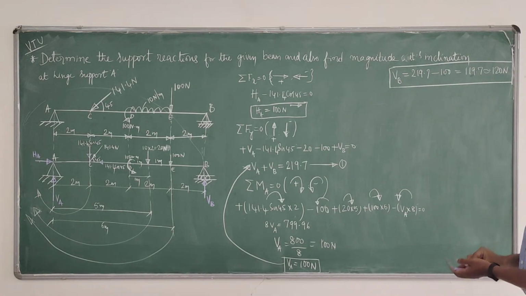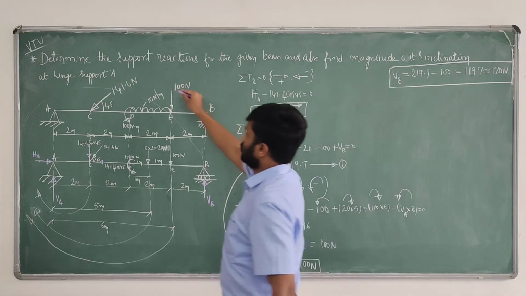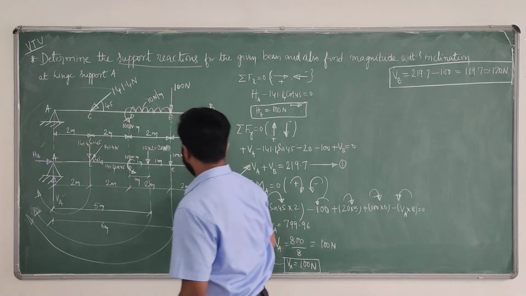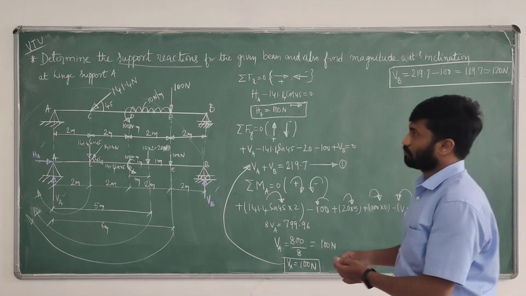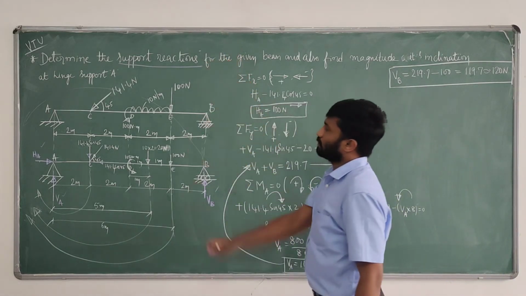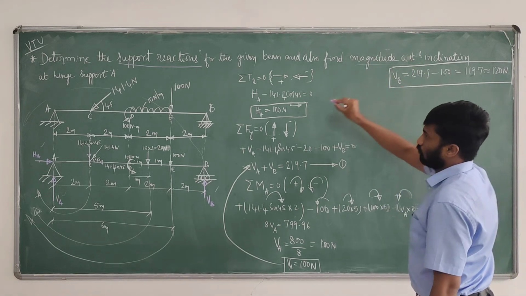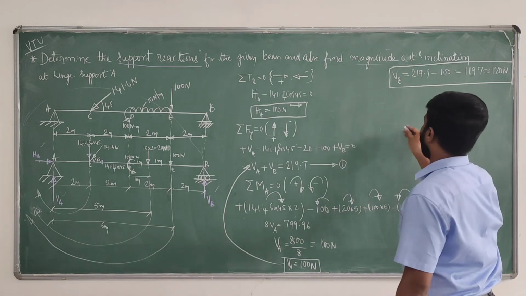The first part is over. We determined the support reactions, that is VA, HA, VB. Next, we have to determine the magnitude and its inclination for the hinge support. So the hinge support is RA.